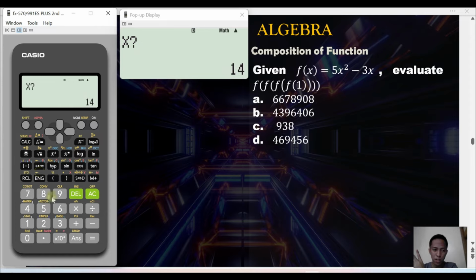So, calc 938 or yung answer. So, that gives us 4,396,406. Okay, so that's how you compute, guys.